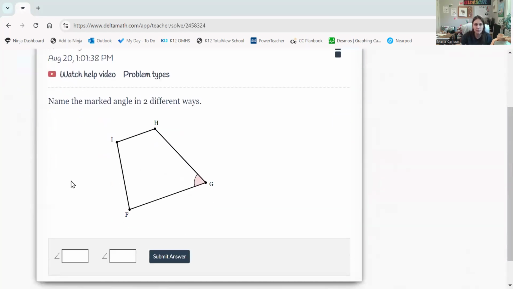So we are going to name the marked angle in two different ways. Angles are always named based on the vertex. So here's an angle. We have maybe point A, we have this vertex, this intersection point B, and then we could have point C. So B is our vertex.